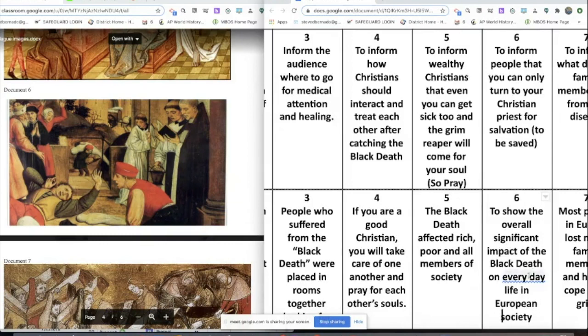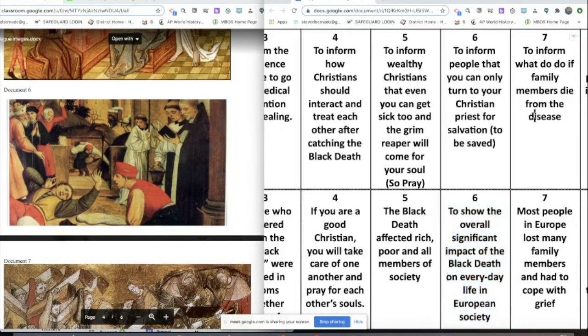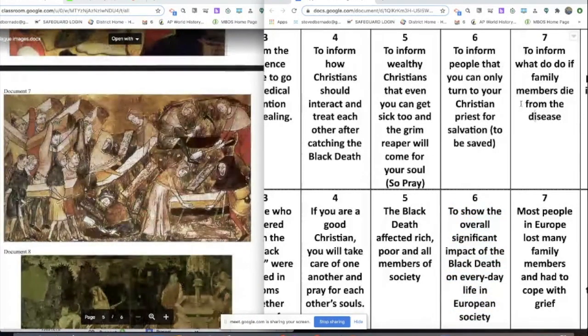Okay, highlighted in blue. These images are telling a story. The images are based on what really happened back then. They're like a window into the past, a time machine into learning about life in medieval Europe during the Black Plague. Image 7, let's take a look at image 7.